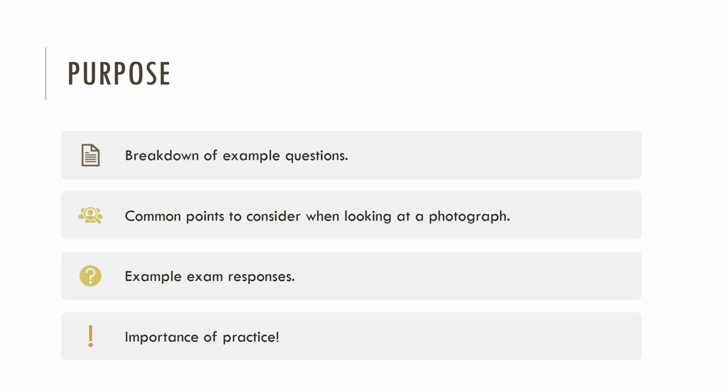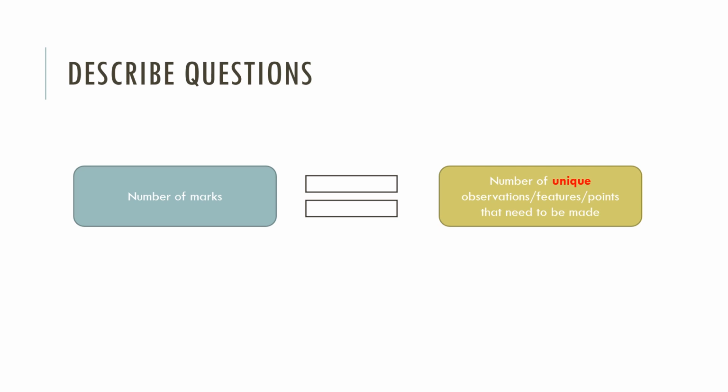So throughout this video, I'll be taking you through a breakdown of example questions, what theory and what points you need to consider when looking at photographs, giving you some exam responses, and obviously giving you some examples to practice from. So remember, these are generally nine times out of ten describe questions, and the number of marks indicates the number of unique, individual, different observations, features, points that need to be made.